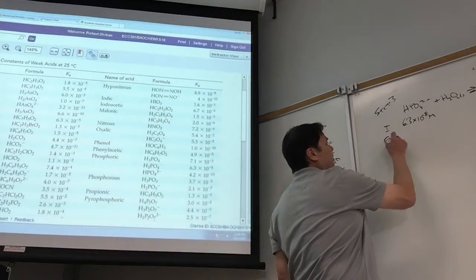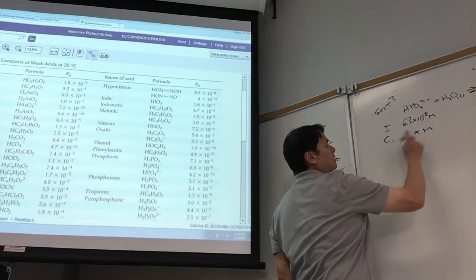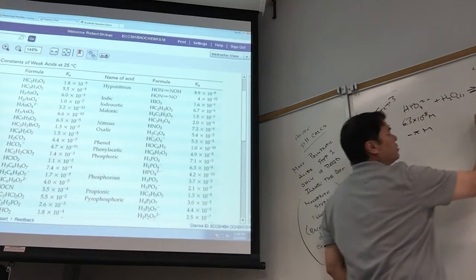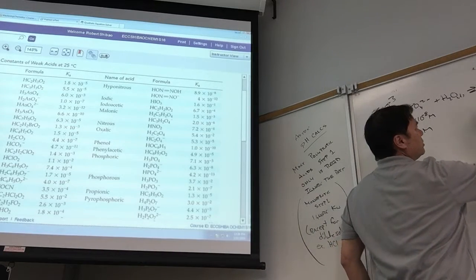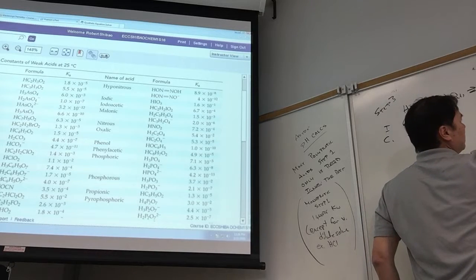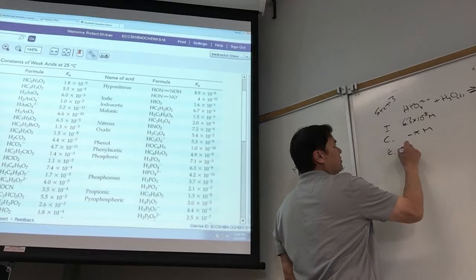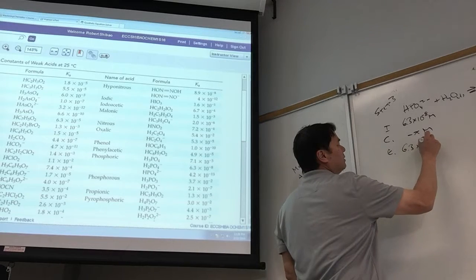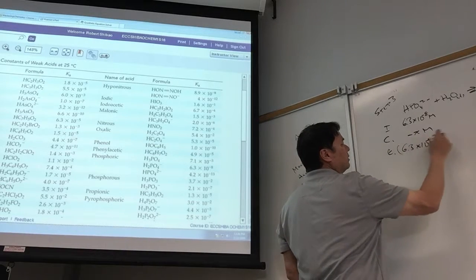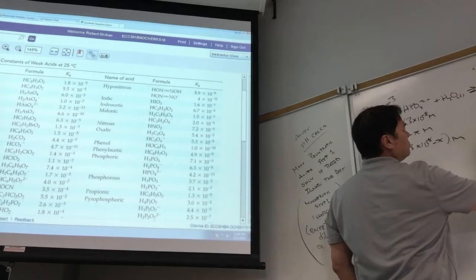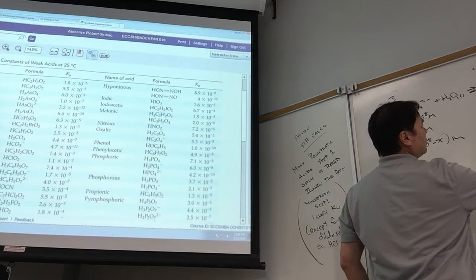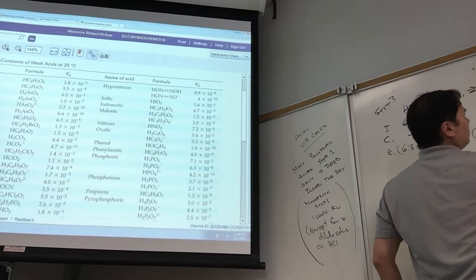Okay, then we're going to go ahead and allow this to react. And so we're going to lose a little bit of monohydrogen phosphate, which is going to increase the hydronium a little bit and increase the phosphate a bit. And so at equilibrium, we have 6.3 times 10 to the minus 8 minus x, 0.0233 plus x, and x.